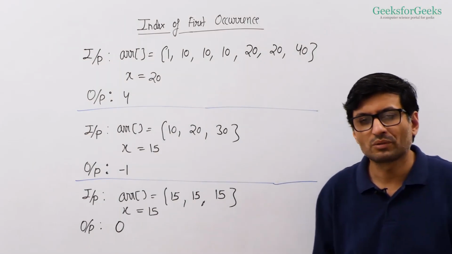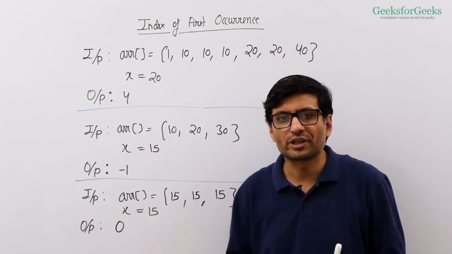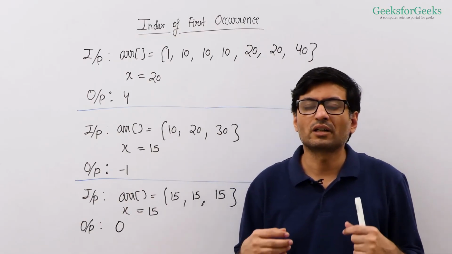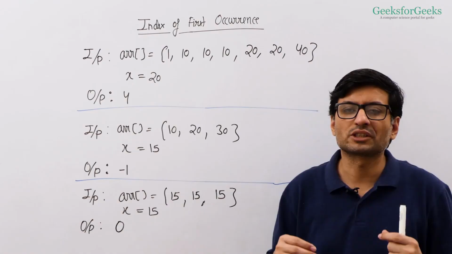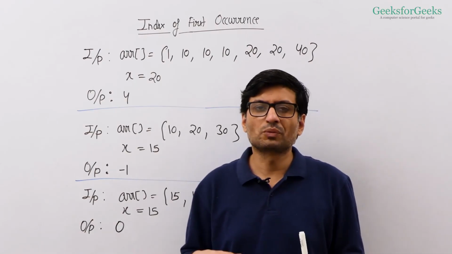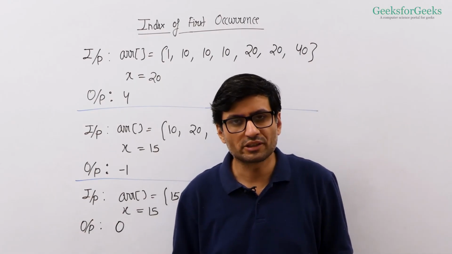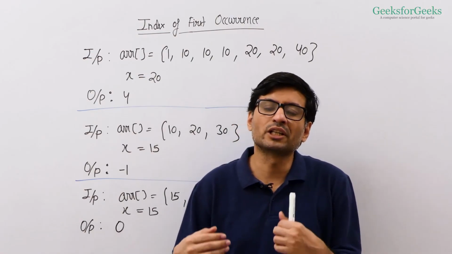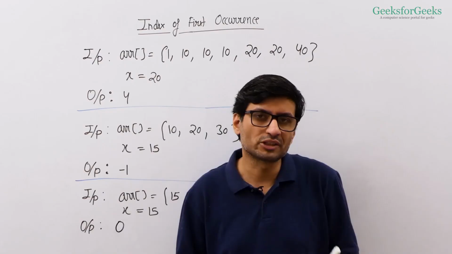Let us talk about this problem. We are given a sorted array and a number x. Our target is to find the index of the first occurrence of this number x in the sorted array. So our sorted array might contain duplicates and we need to find the index of the first occurrence of the given element, and if the given element is not present, we need to return -1.